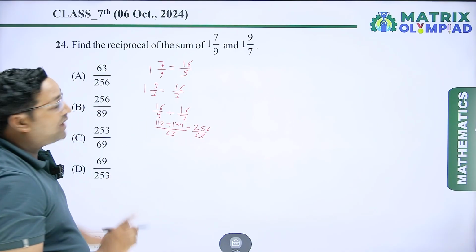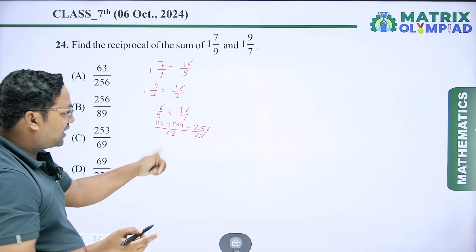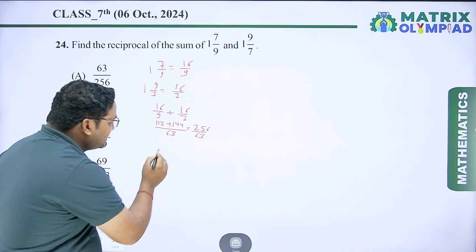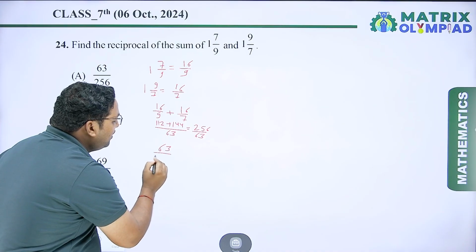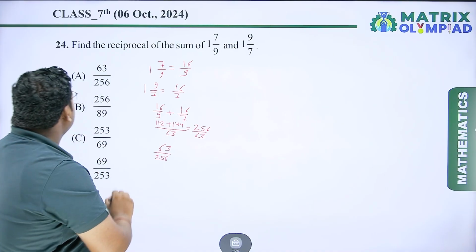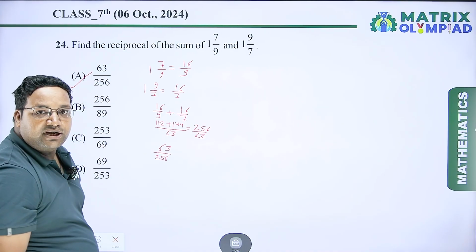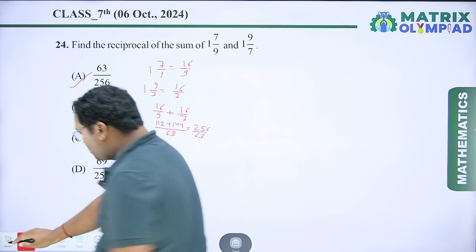And the question is find the reciprocal of the sum. So the reciprocal of 256 upon 63 is 63 upon 256, which is option number A. So the correct option is A. Now moving to the next question.